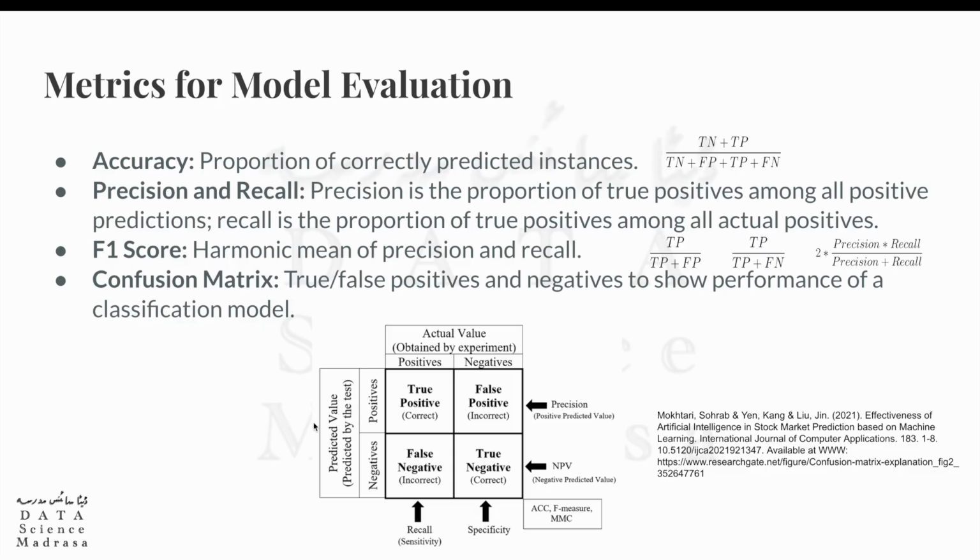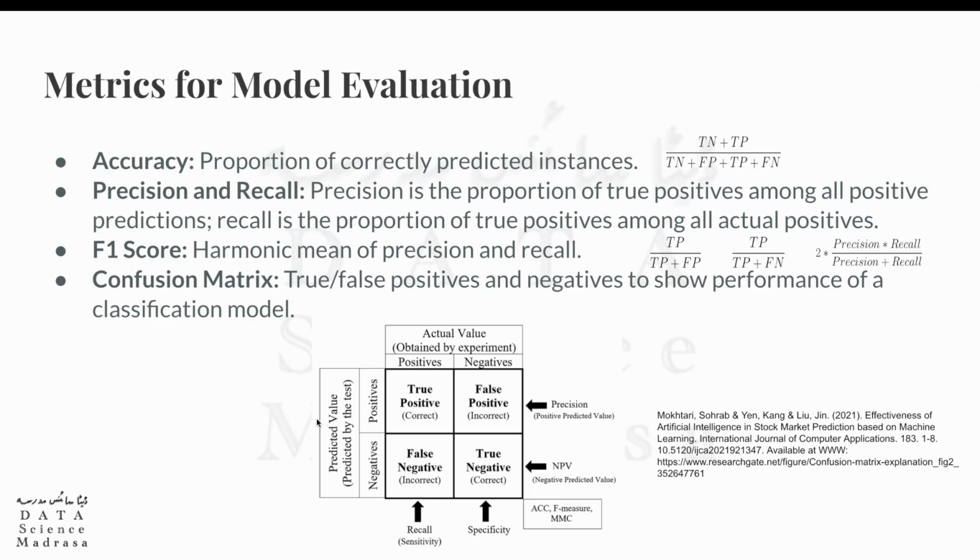So in this case, if the model predicts positive and it actually was a positive, then that's called a true positive. In other words, it's correct. And if the model predicted positive, whereas it was a negative, then that's a false positive. That's incorrect. Let's take this with an example.